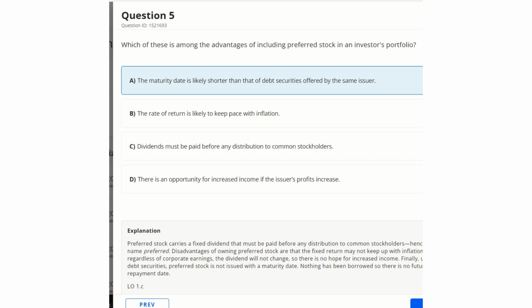So the answer here is C, dividends must be paid before distribution to common stockholders. Fixed dividend puts you ahead of the common stockholders. It may not keep up with inflation because it's a fixed return. Regardless of earnings, it doesn't change. You can't increase your income. And unlike bonds, there's no maturity date.